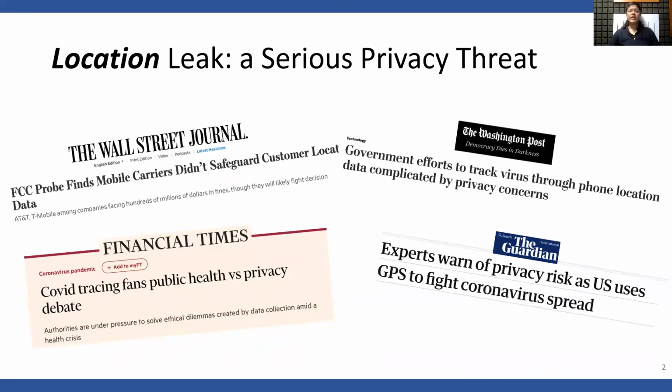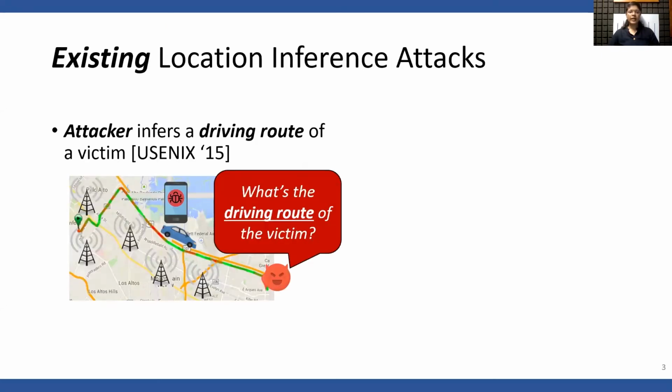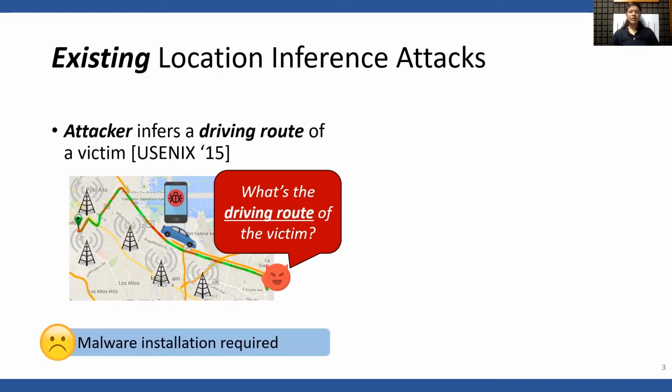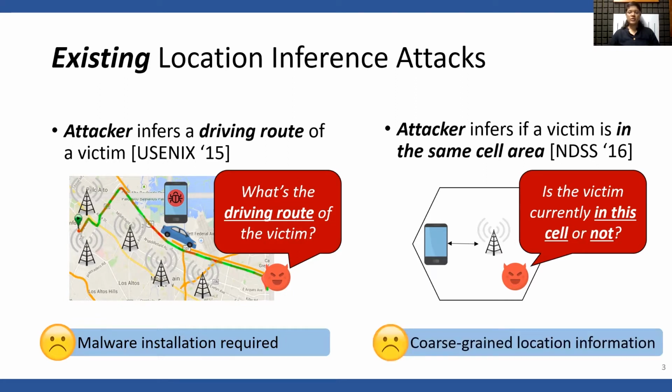Location information is highly sensitive, and any leakage can cause serious privacy threat. Multiple works have shown that existing LTE network leaks location information. One such work demonstrates how the attacker infers a driving route of a victim by just observing the power consumed by the phone. The main limitation here is that the adversary needs to install a malware on the victim's phone. Another work shows how the adversary can infer if a victim is in the same cell area or not. The limitation here is that the adversary obtains only coarse-grained location information.